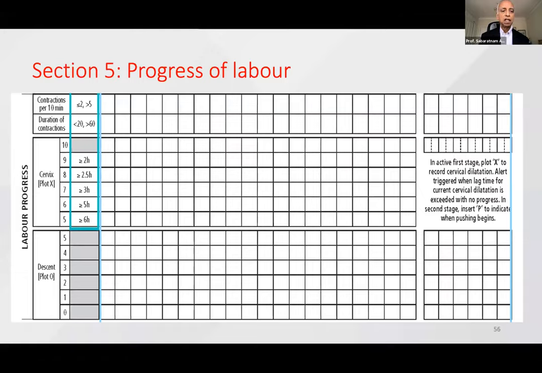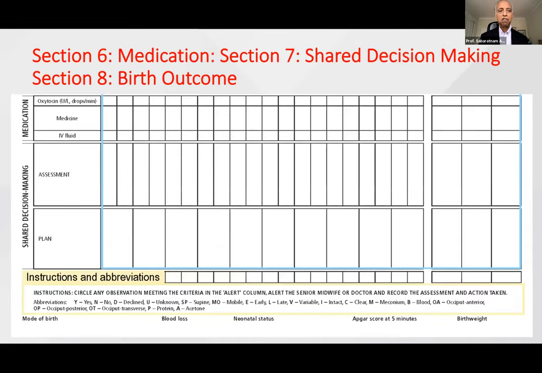So they are giving 6 hours at 5 centimeters for them to dilate to 6. If they are 6 centimeters to dilate to 7, 5 hours. If it is 7 to dilate to 8, 3 hours, and so on. So as the labor progresses, they give more and more time. And the descent of the head, there is no alert parameters. And then finally, section 6 is about medication, 7 is shared decision making, and 8 is birth outcome.